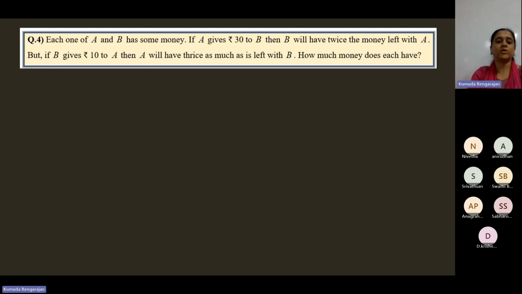Okay. Each one of A and B has some money. A has some money, B has some money. So let's say A has x and B has y.